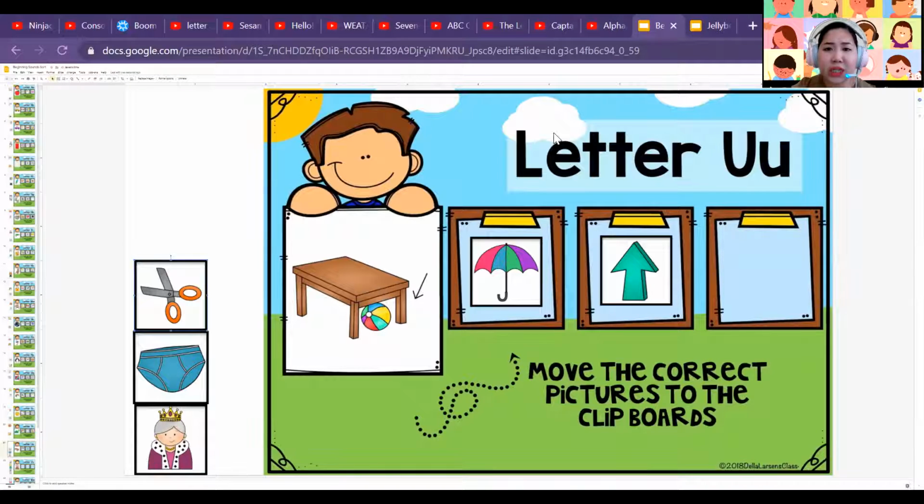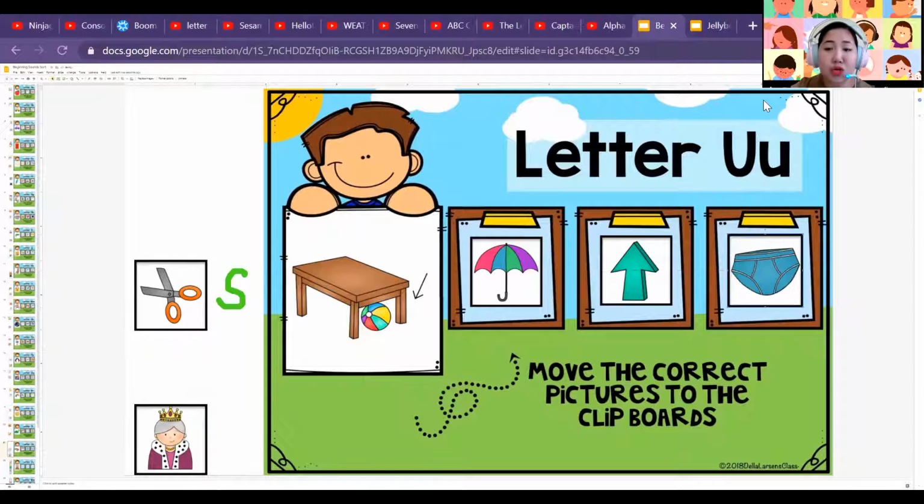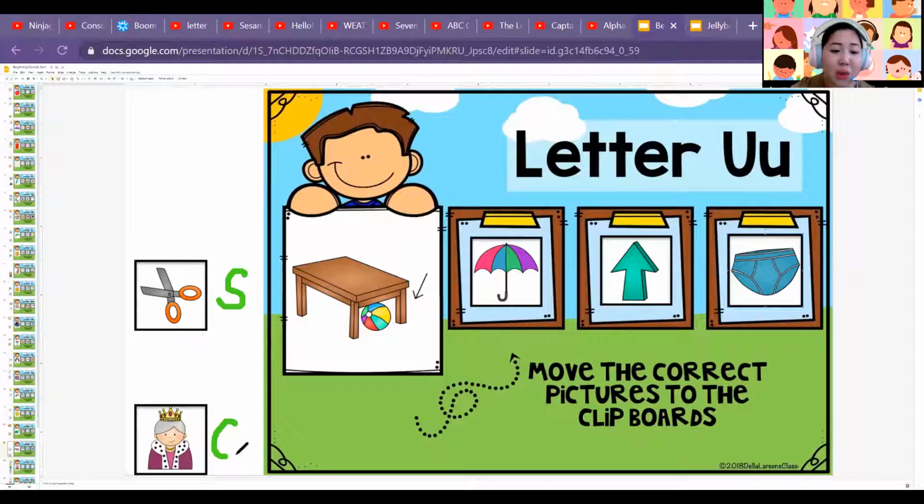How about scissors? Scissors begins with the letter S. So let's put it there on the side. How about underwear? Underwear begins with the letter U, so it should just be here. And for the last one, we have the queen. Queen does not begin with the letter U. It begins with the letter Q. So let's review. We have the letter U. The sound of U is u, for under, for umbrella, for up, and also for underwear.